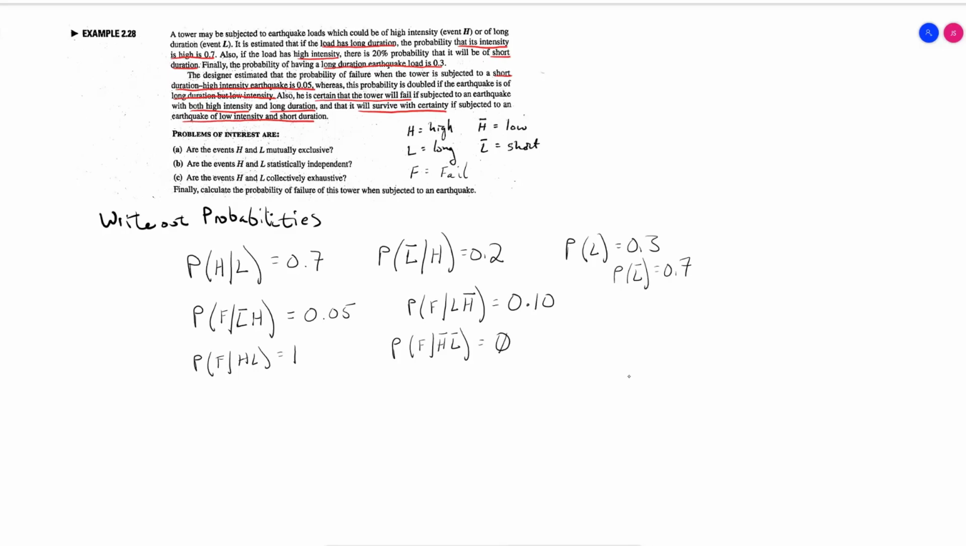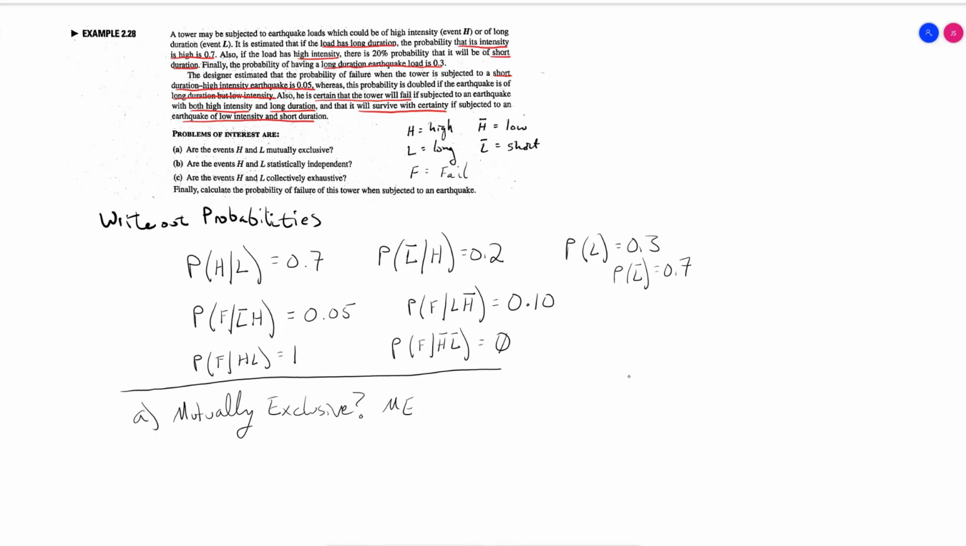Now that we've written out the probabilities, let's take a look at answering some of these questions. So the first question we have is A, are the events mutually exclusive? Or ME as we abbreviate it.